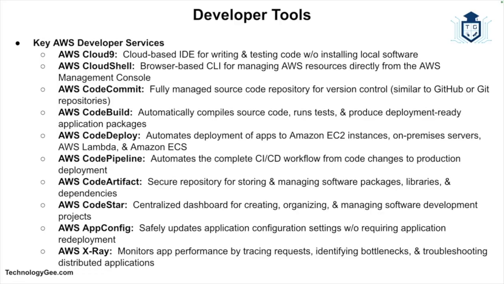Imagine that you're building an application. You need to write code, store it, build it, test it, deploy, and monitor it. Well, Cloud9 is going to give you a cloud-based IDE, so there's going to be no need to install anything locally. CloudShell is going to let you run commands directly in the browser. CodeCommit is your version control system like GitHub. CodeBuild helps you compile and build your code. CodeDeploy is going to push your application to the servers. CodePipeline is going to automate the entire CI/CD process.